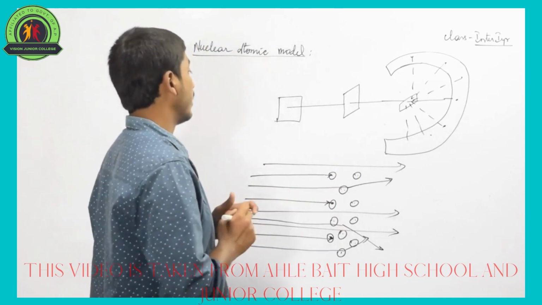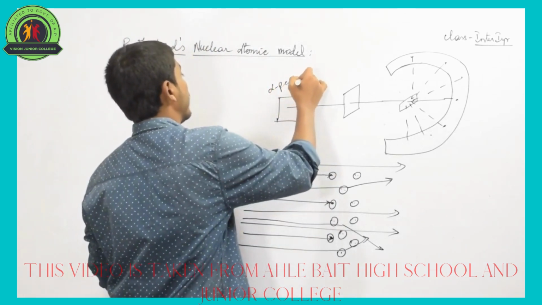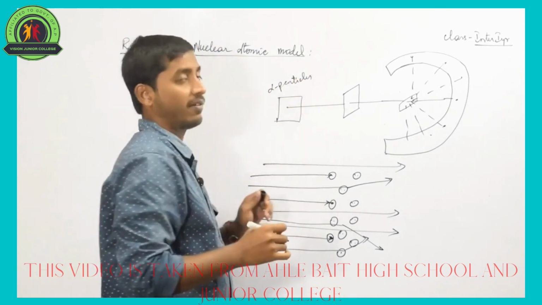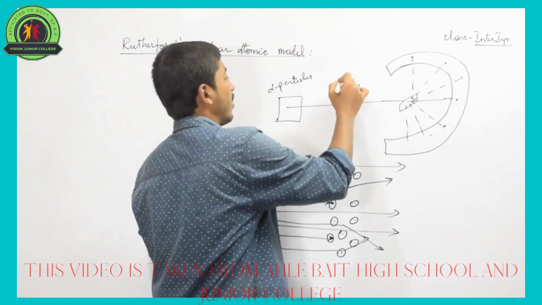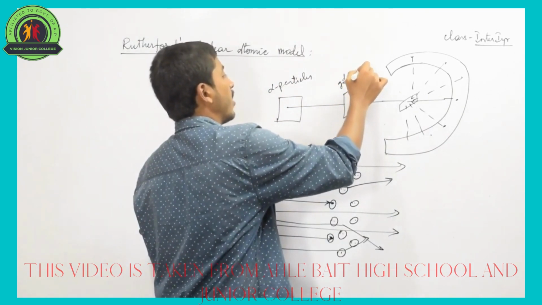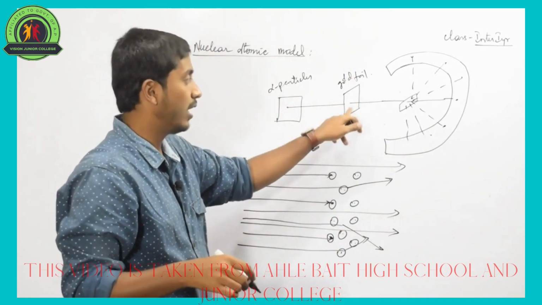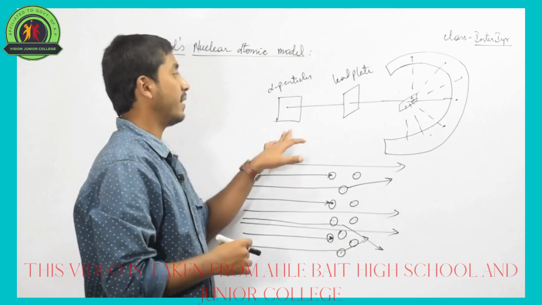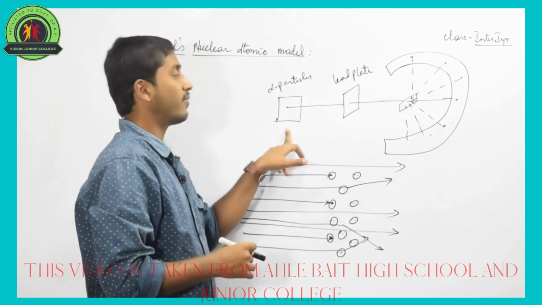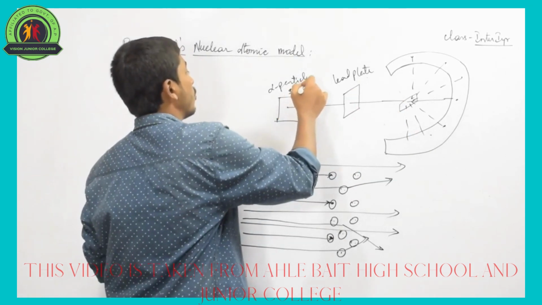See here, this is a source of alpha particles. He placed a source of alpha particles and he started making these alpha particles incident on a gold foil. The setup itself tells that there is a source of alpha particles.